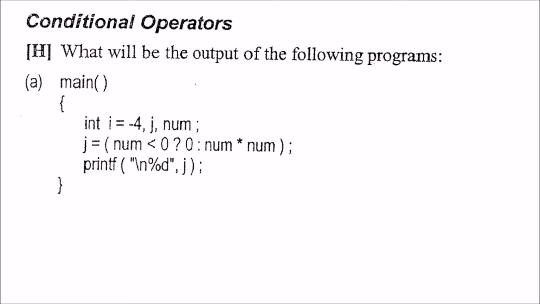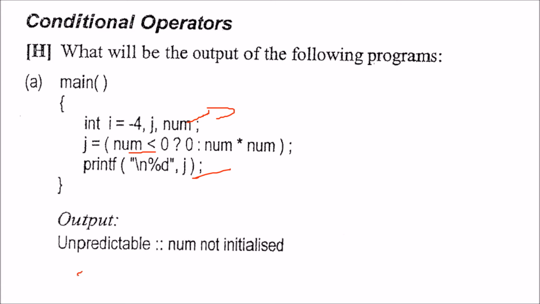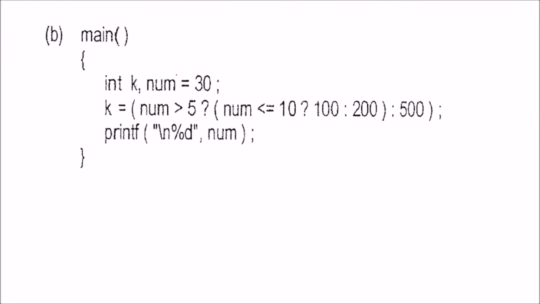Conditional operator. What will be the output of the following? See, this is i equal to -4, j, num. Num is less than 0. Num is what? There is no num initialized, so there will be a garbage value because it is unpredictable. Then we have this one: num greater than 5. If num is greater than 5, so 30 is greater than 5, no problem with that. So this will be executed, this will not be.